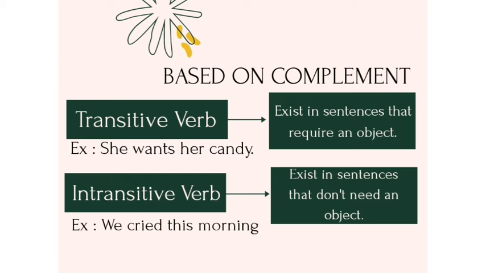And the last is intransitive verbs. Intransitive verb exists in sentences that don't need an object. Example: we cried this morning. Kata cried tidak membutuhkan objek untuk melengkapi, namun tetap memberikan makna yang utuh karena intransitive verb itu bisa berdiri sendiri.